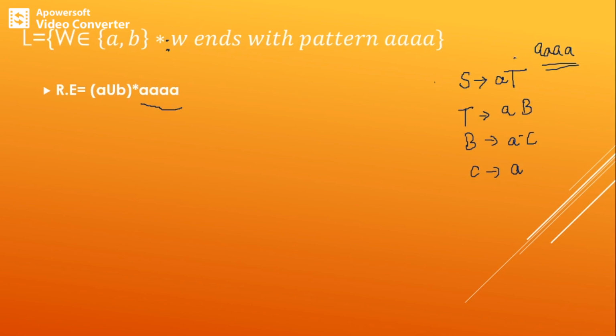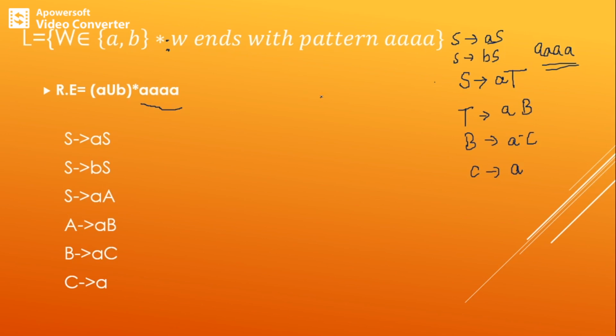There may be A's or B's before this A. So how do I write that? There may be A's and B's before this A. So that's why it can be as usual, S gives AS, S gives BS. So we have written. Here I have used a different non-terminal, and you can use this instead of T. Okay. This is about the rule.